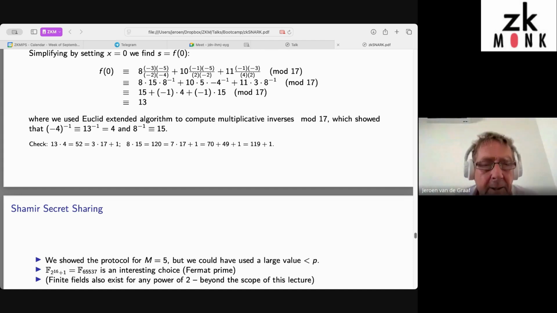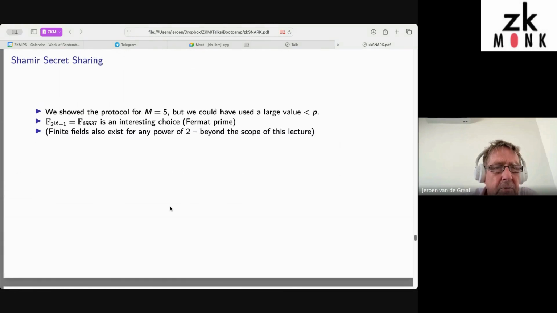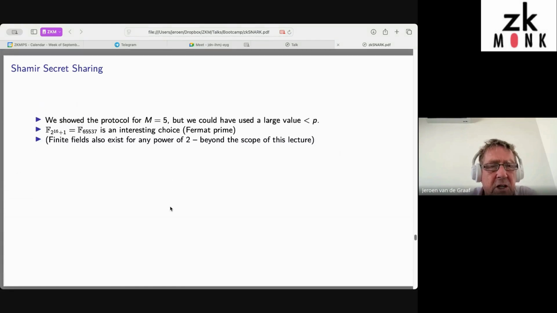Okay, so just to put it in context, this was Shamir secret sharing. We showed the protocol for 5 participants, but we could have used a very large value. You can do it for 23 participants. And you also can decide the threshold or the quorum, whatever you want. You want 2 out of 5 or 3 out of 5, or you want 27 out of 50, whatever you want, you can do it.